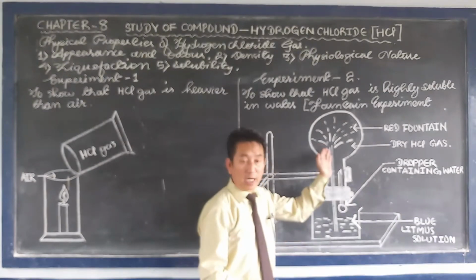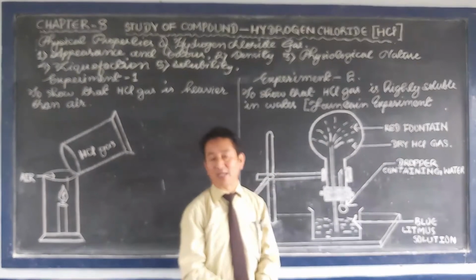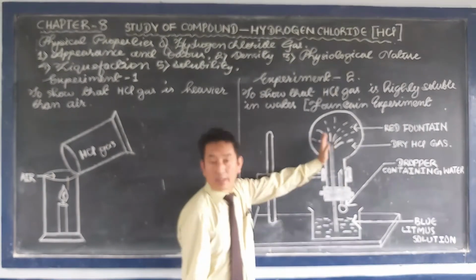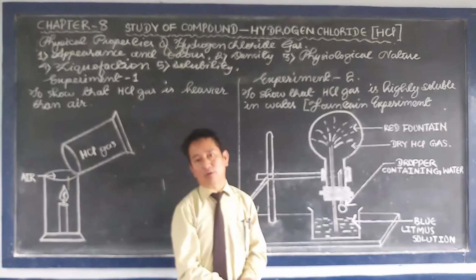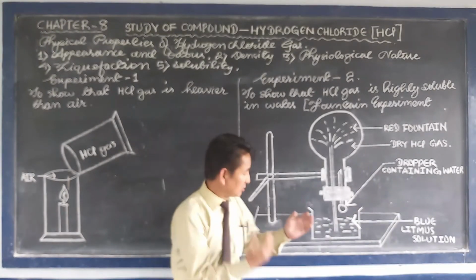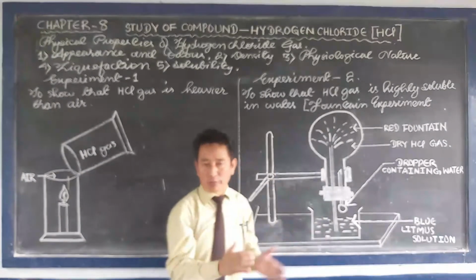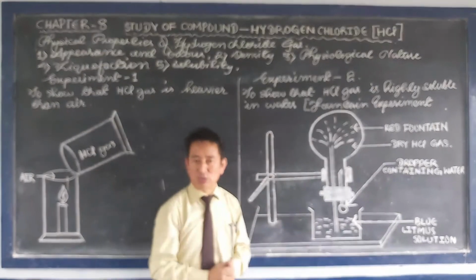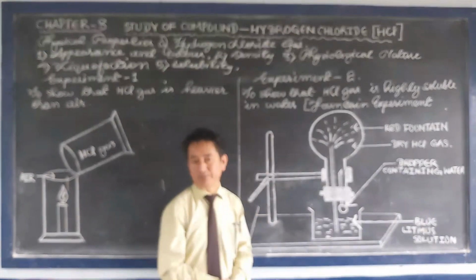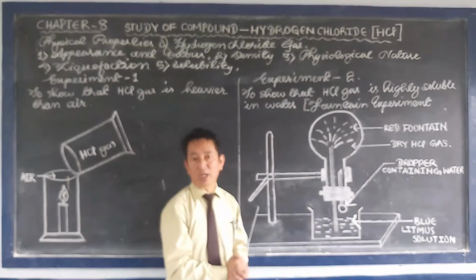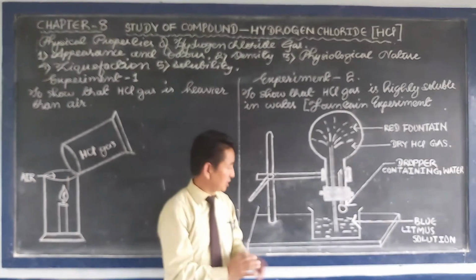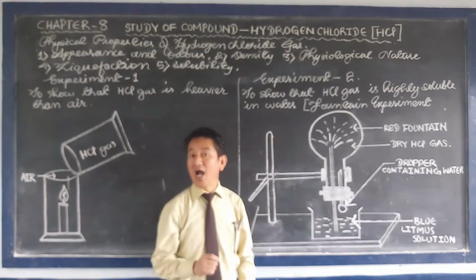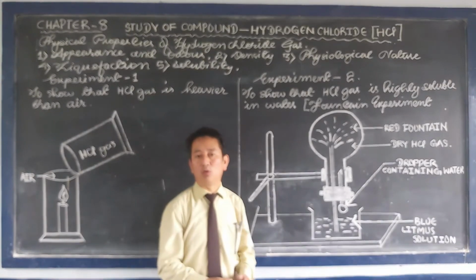The hydrogen chloride which was present in the round bottom flask readily dissolved in water and forms hydrochloric acid, as a result forming a red fountain. You know, acids turn blue litmus solution or paper red. This is how we can show through this fountain experiment that hydrogen chloride gas is highly soluble in water.